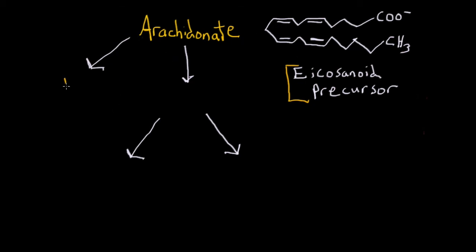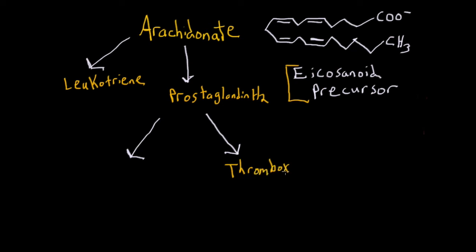So arachidonate can immediately be turned into a leukotriene, but it can also be turned into a prostaglandin, specifically prostaglandin H2. And then finally, prostaglandins can be derived into thromboxanes or prostacyclins. Now, all of these different eicosanoids have different effects throughout the body.